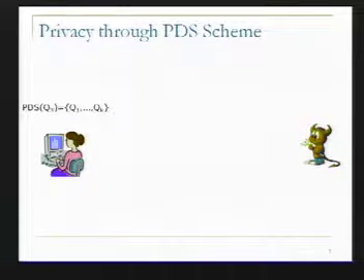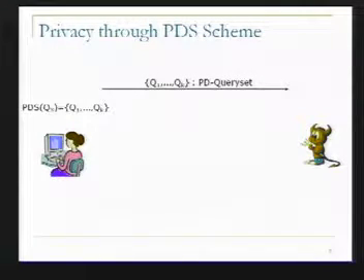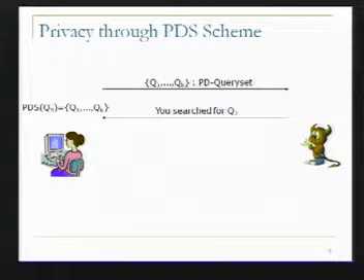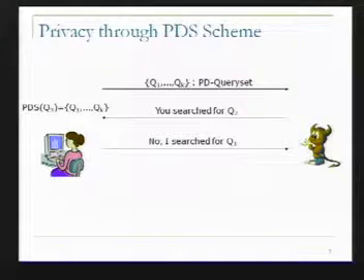What happens in the plausibly deniable search? The user's original query is Q3, and the user is generating this set of K queries. The set of K queries is submitted to the search engine, and we call this set a PD query set, plausibly deniable search query set. Once the search engine has the K queries, it could say, okay, I know you searched for Q2. That's a claim by the search engine. But you can say, no, I could have searched for Q1.